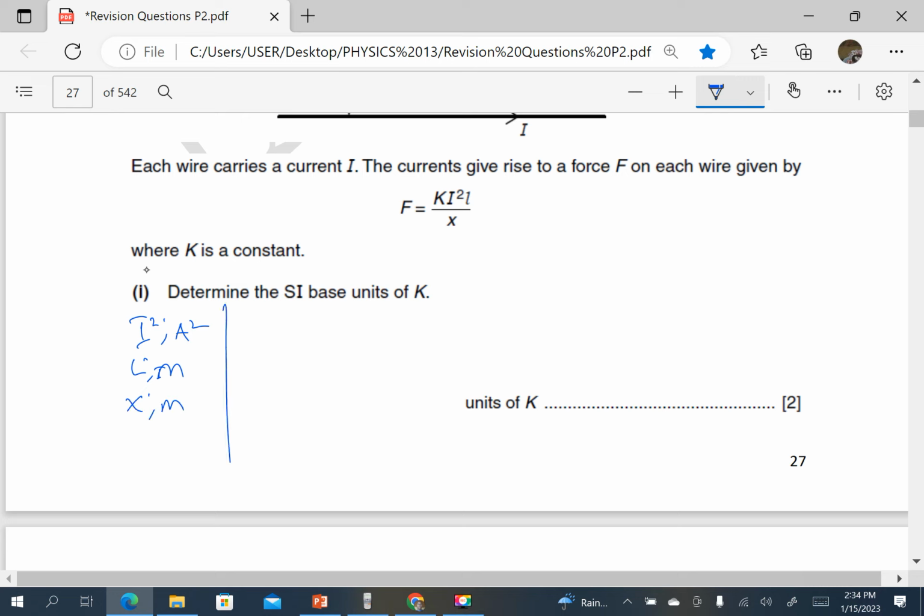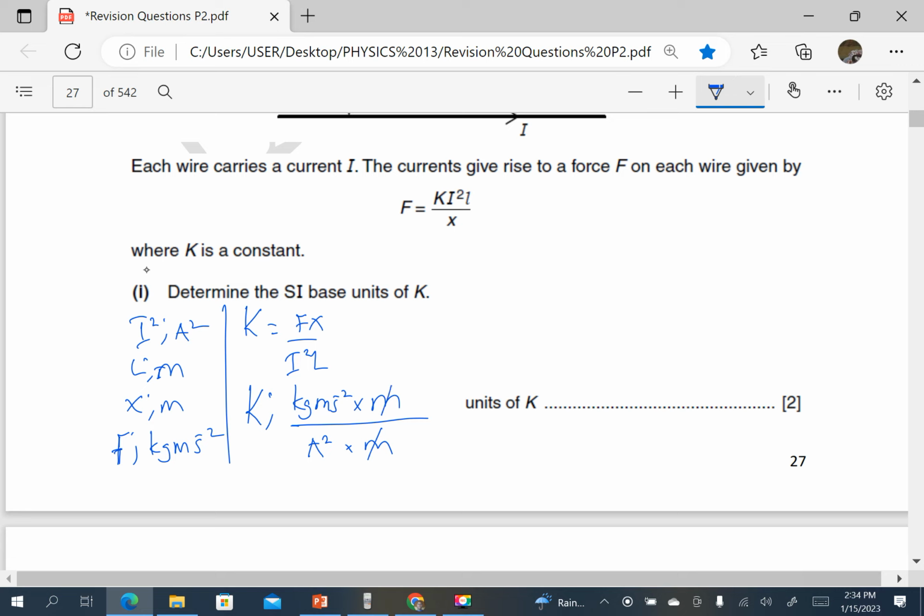And then we just make K the subject. So K is going to be Fx over I squared times L. So the units, of course, we know F is force, whose units are kilogram meters per second squared. That is mass times acceleration. So the units of K are going to be kilogram meters per second squared times meters divided by ampere squared times meters. So this has cancelled. So I remain with kilogram meters s power negative 2, then s squared going up, it becomes per ampere squared.